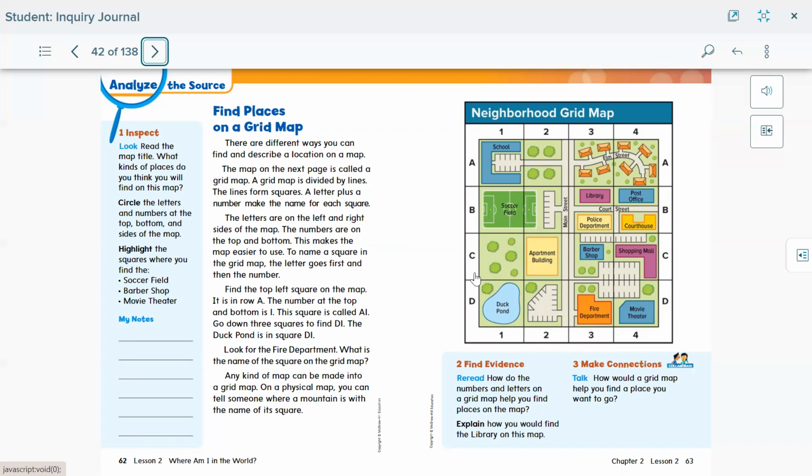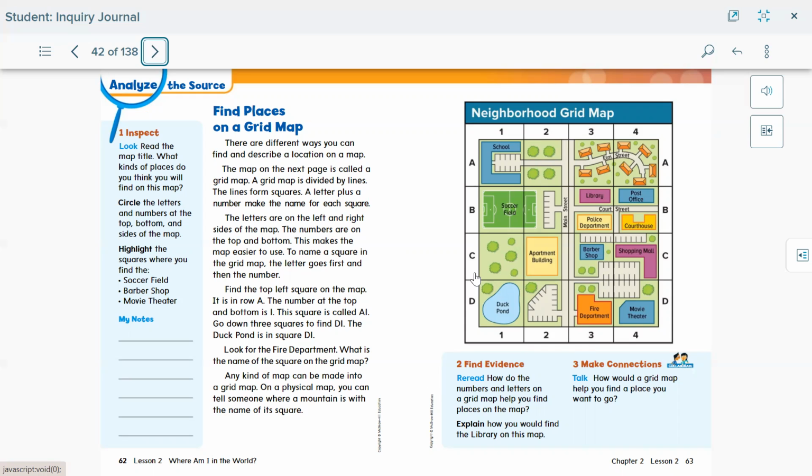All right. What do you think of the title when it says find places on a grid map? What are we talking about? What kind of places? So we're talking about describing locations and how to find places.